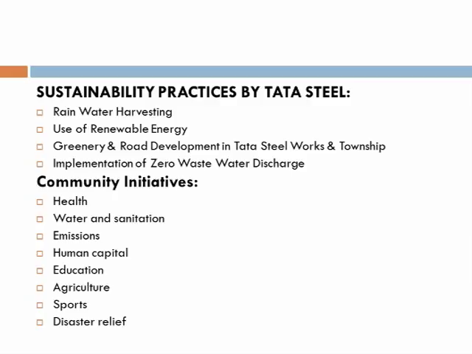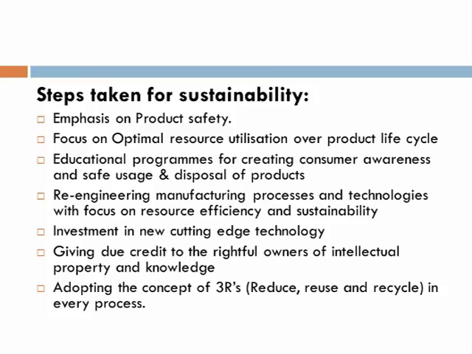Various steps taken by Tata Steel for sustainability include product safety and optimal utilization of resources, educating the consumers of their rights, product properties, safe uses and disposal of products, making manufacturing processes and technologies resource efficient and sustainable, new technology development, deployment and commercialization, and recognizing and respecting the rights of owners of traditional knowledge and intellectual property. Reduce, reuse and recycle to optimize resource utilization is one of the most important steps by Tata Steel.